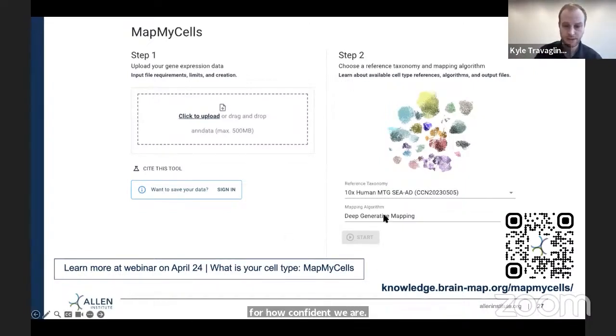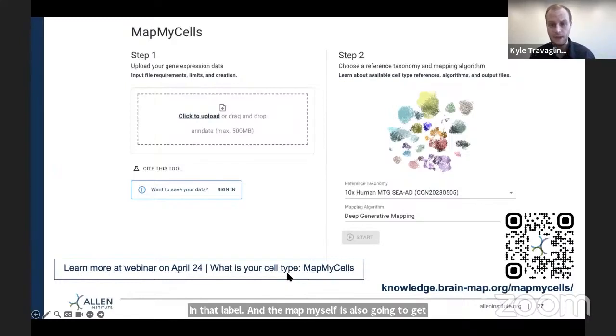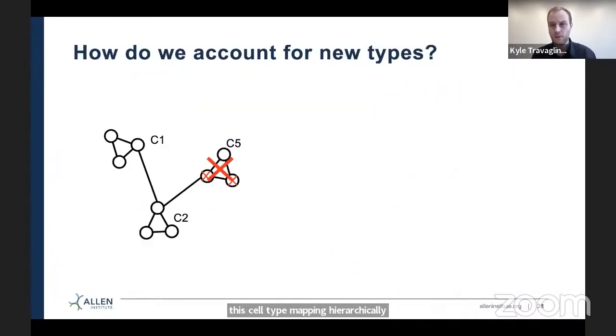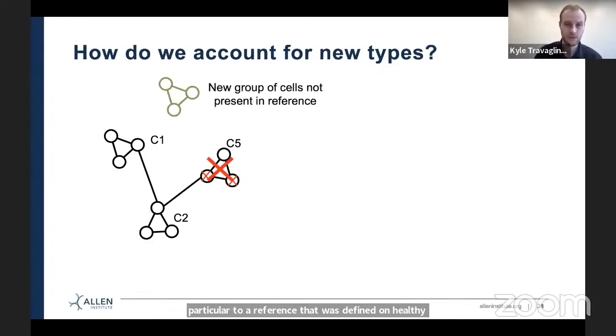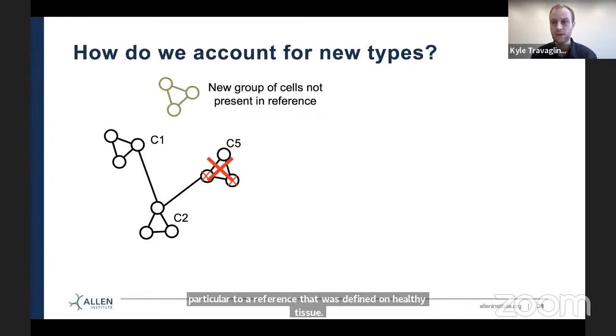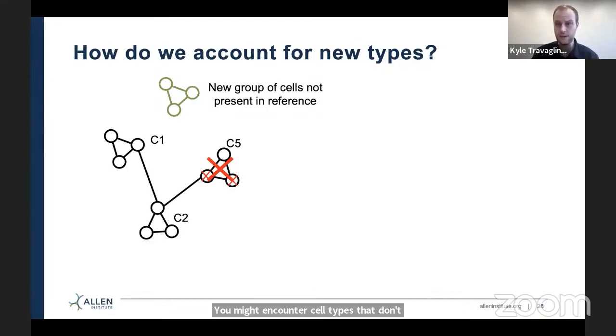And Map My Cells is also going to get talked about more in depth at a later webinar. The reason why both the label and the probability are important as we walk through this cell type mapping hierarchically is that very often when you're mapping disease data in particular to a reference that was defined on healthy tissue, you might encounter cell types that don't really look a lot like any of the others that are in the reference.